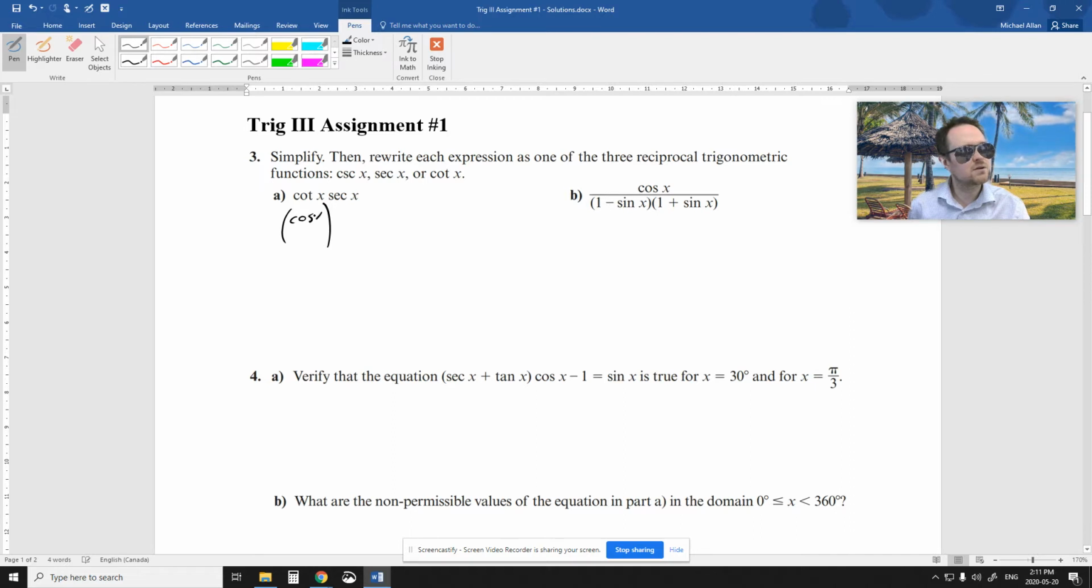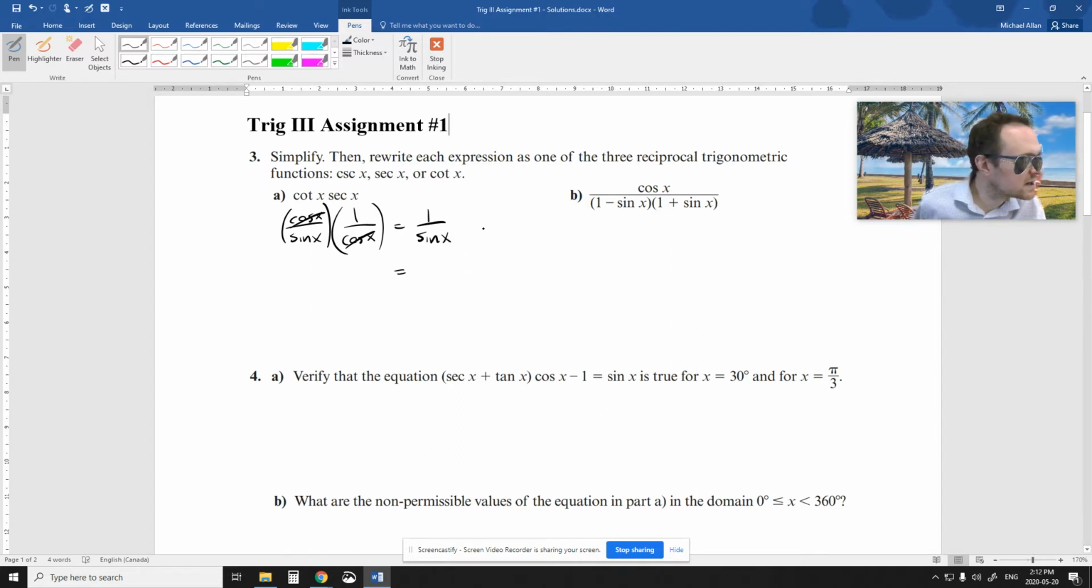I'm going to go with the cos over sine route in this one, because secant is 1 over cos. So that's going to reduce out. This will end up being 1 over sine, which is cosecant. Maybe I should write cosecant rather than cos. Cosecant x, and there we go.